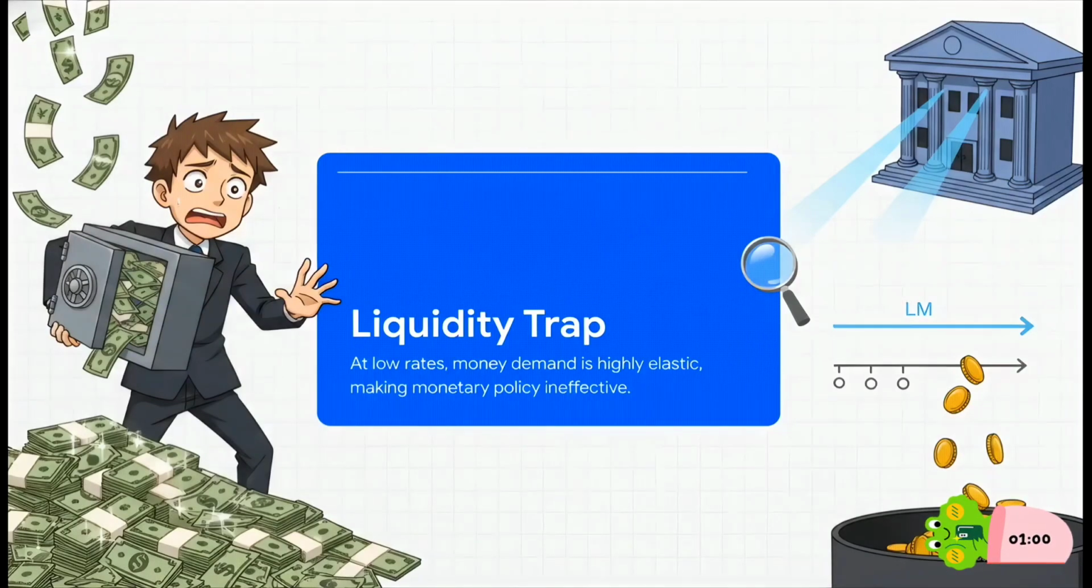Money demand becomes extremely elastic, meaning people will just absorb any amount of new cash the central bank prints without changing their behavior. If you graph this, your LM curve becomes completely horizontal. What's the devastating result? Monetary policy becomes entirely ineffective. The central bank can pump all the new money it wants into the system, but people just hoard it. The central bank completely loses its power.